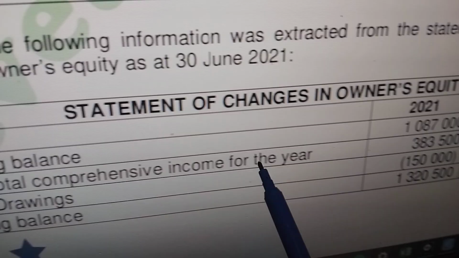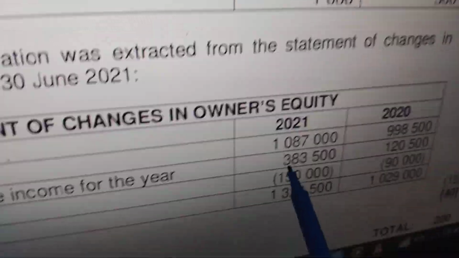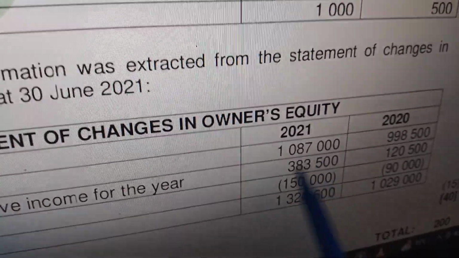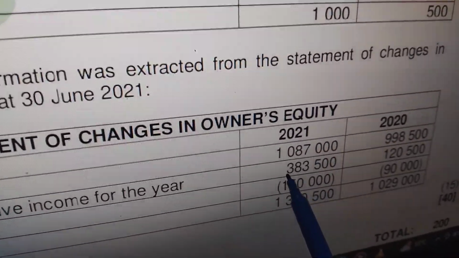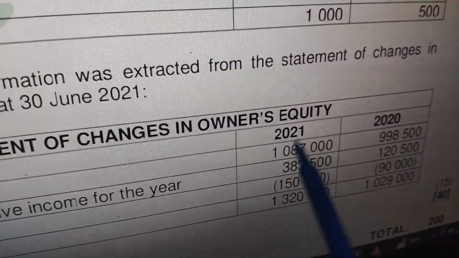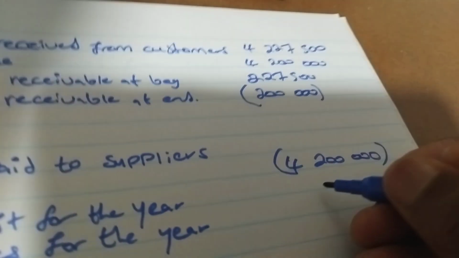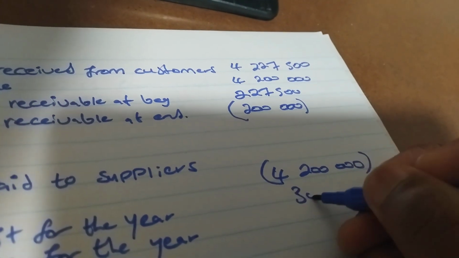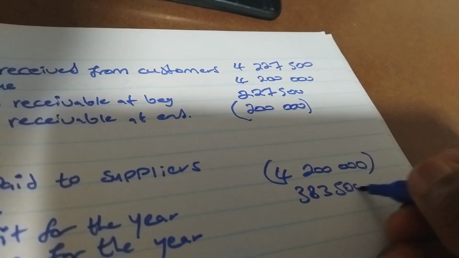The total comprehensive income for the year. So we are preparing the cash flow for 2021, meaning we're gonna take this 383,500. We're gonna take this one. It's going to be positive, 383,500.